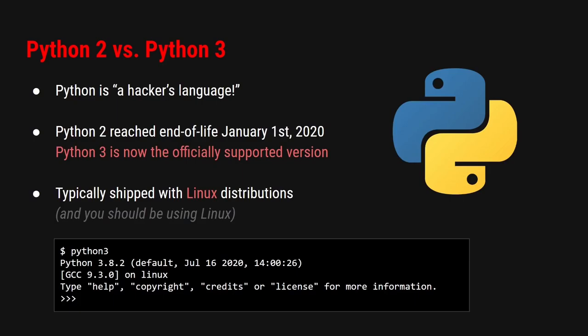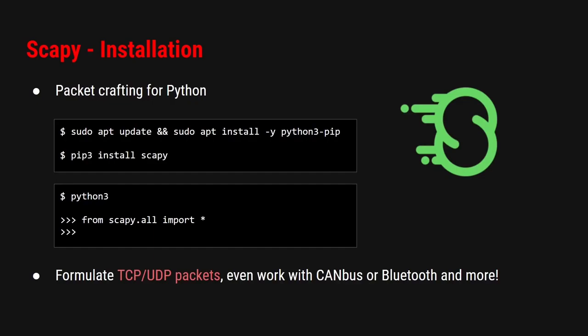Okay, let's move on, because you probably already know about Python, and this is boring. So let's talk about Scapy. Scapy is incredible, fantastic, phenomenal. It is a module, a library, something you can just install and pull in to use with your Python code, and it gives you the ability to craft network packets.